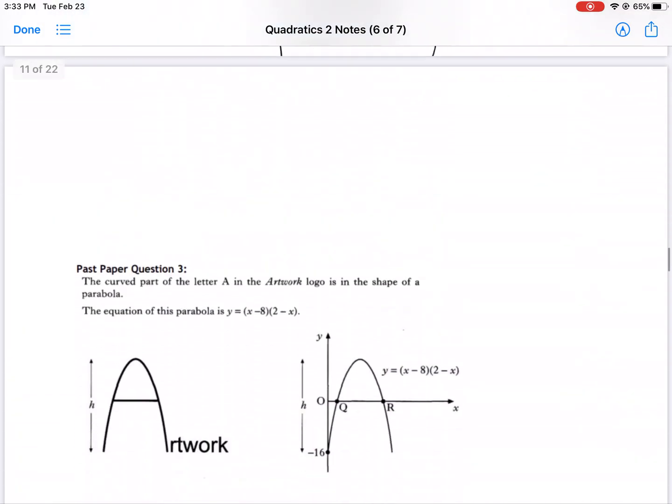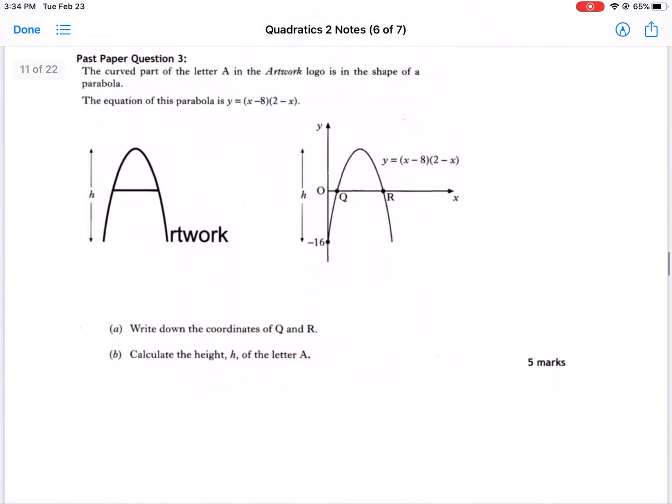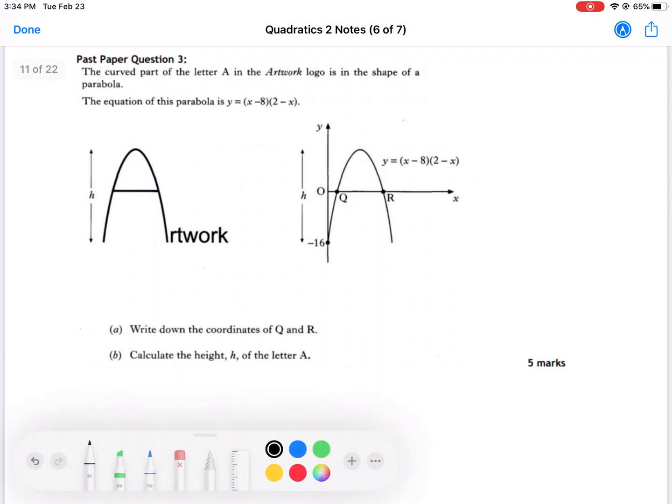Okay. Right, I think we're on to the last past paper question here. So that is looking at questions which involve a graph that's given to you. Okay, so we're having to put solving this equation into a context as well. So, write down the coordinates of Q and R. Now, we are given that, so put A down here.